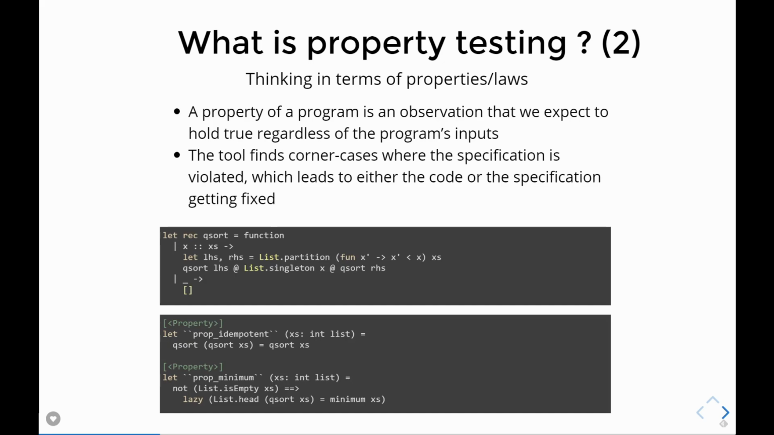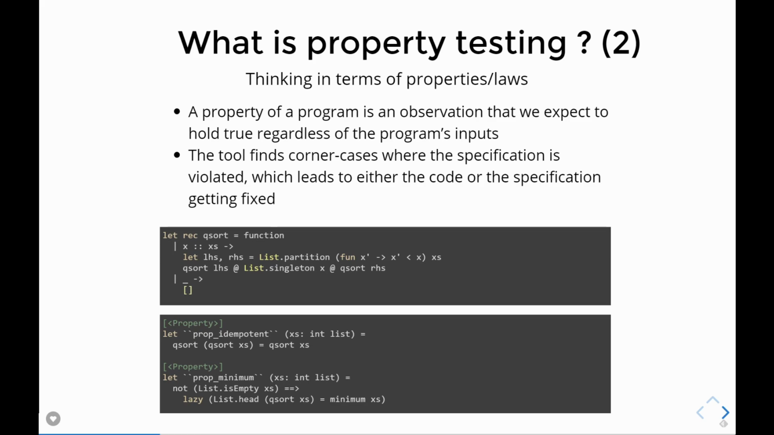A couple of properties that you might want to test for such a sorting function: the top one is an idempotent property. It says if I sort a list multiple times, it should be the same as just sorting it once. So in this case, we're doing sort of sort and checking that it gives the same result as sorting a single time. Seems like a pretty reasonable property to try and prove.